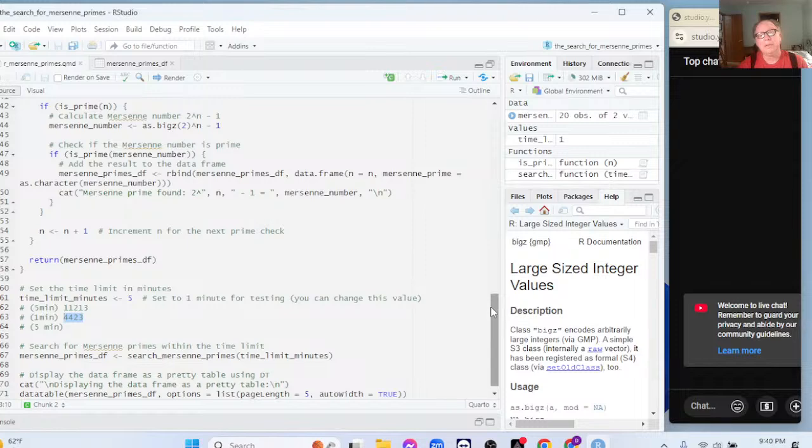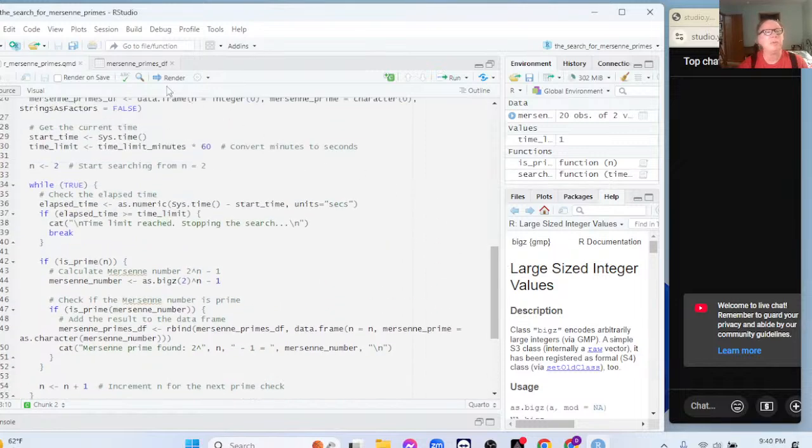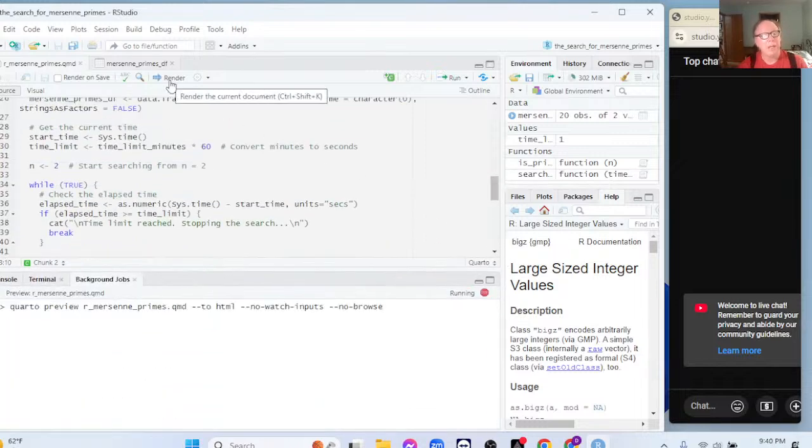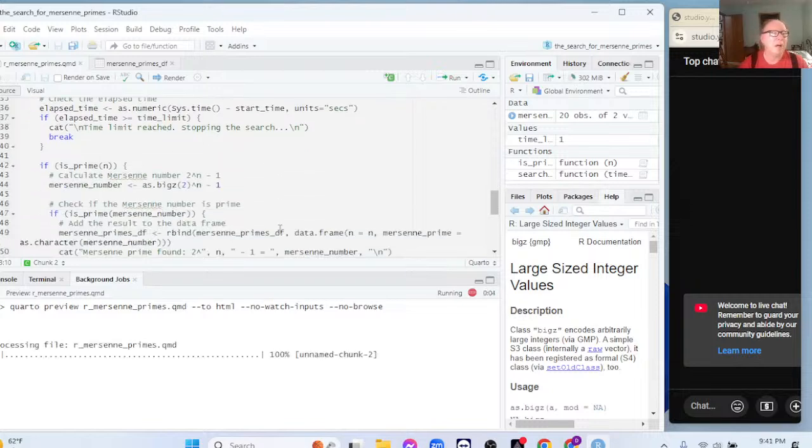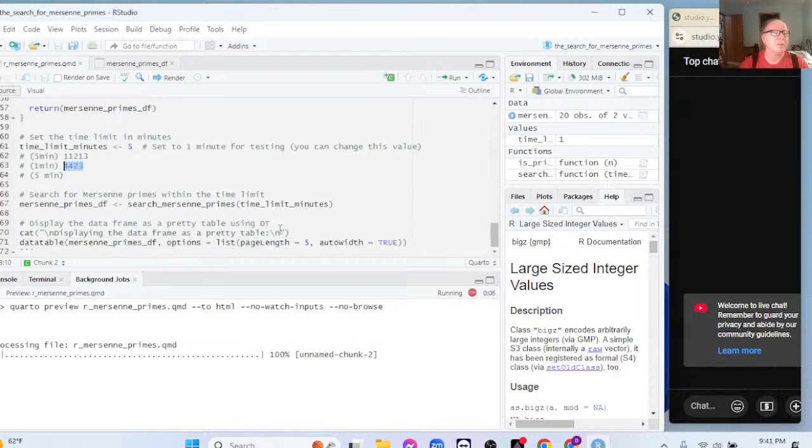So here we go. Let's actually do something different. Let's actually render this and see exactly what happens. Now, we probably don't want to print out this up here, except until it's finished.